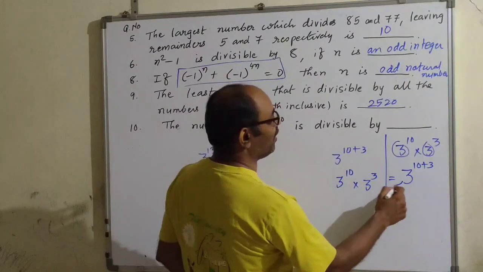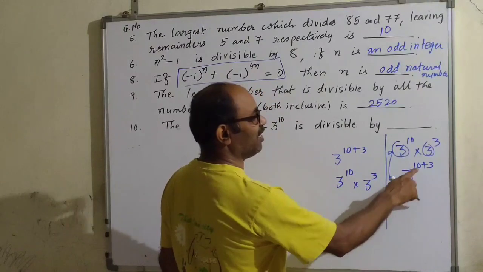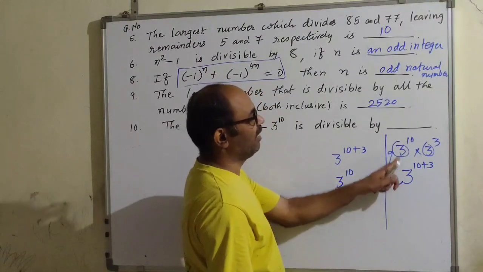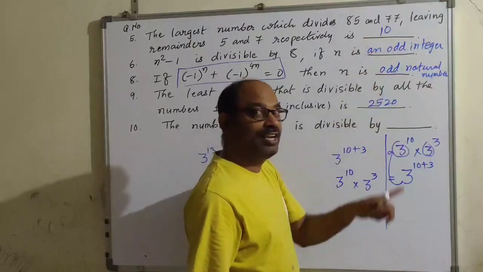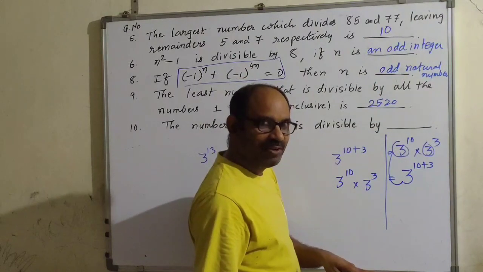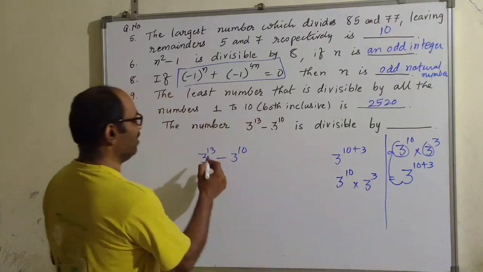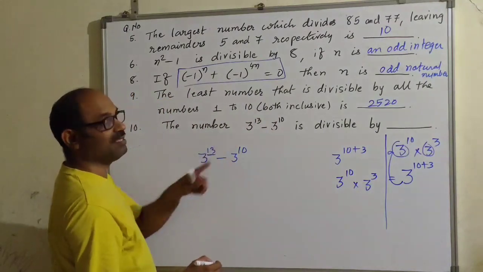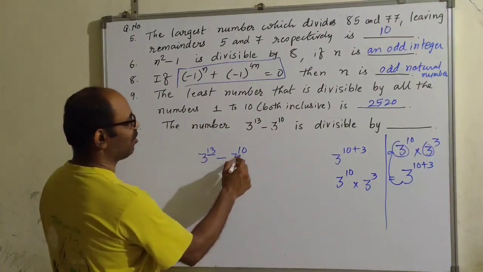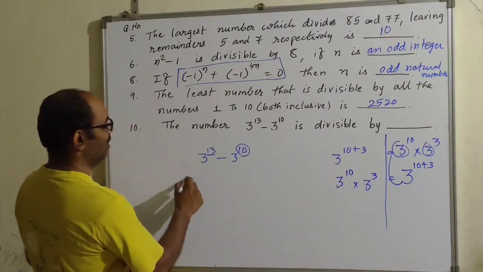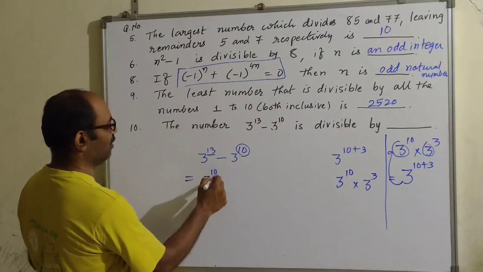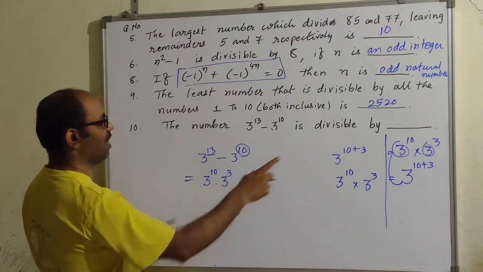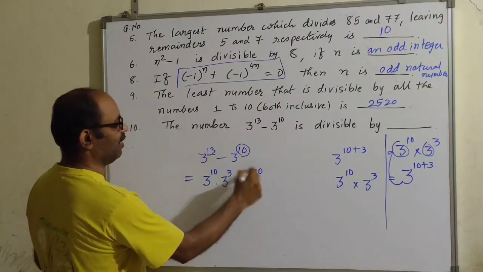Now I am exactly doing the reverse. If it is 3 raised to 10 plus 3, then I can write 3 raised to 10 into 3 raised to 3, or 3 cube. Are you getting me? But now the question is, why is 13 written as 10 plus 3? Why is that taken? Because here we have 3 raised to 10. So this is 3 raised to 10 into 3 cube. I hope you understood. Minus 3 raised to 10.